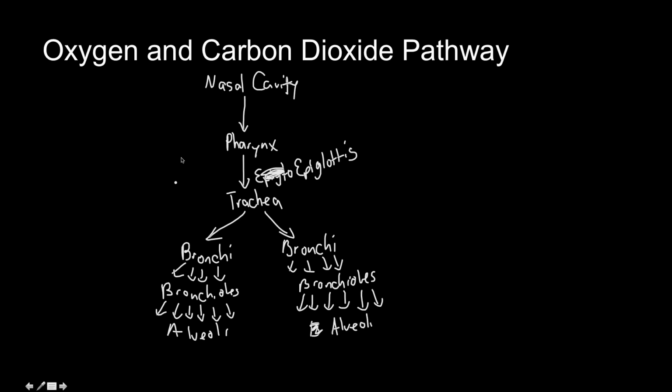Okay? So this is our pathway into the lungs, from the nasal cavity through the pharynx, past the epiglottis to the trachea, branching into each lung, the bronchi. Bronchi tubes become smaller and branch into bronchioles, and then finally they dead end at the alveoli.